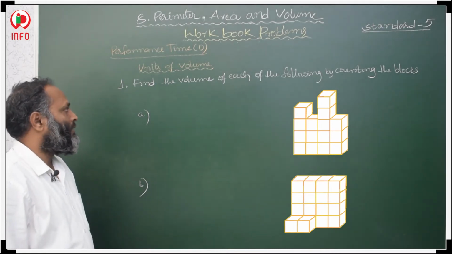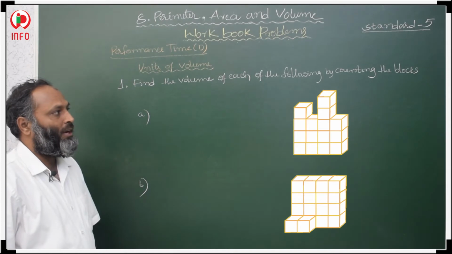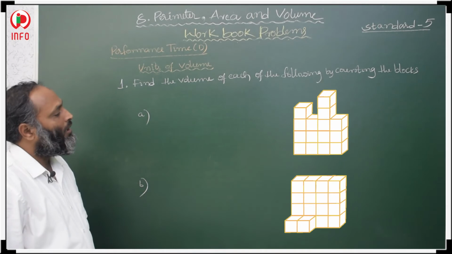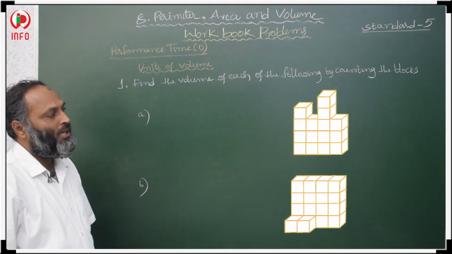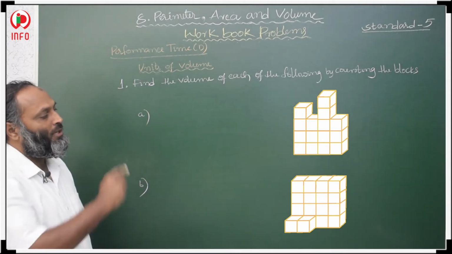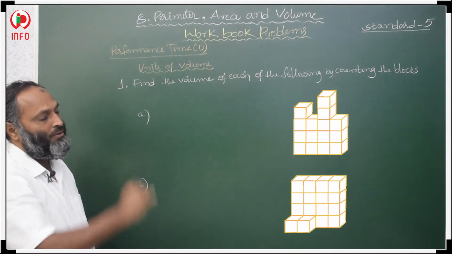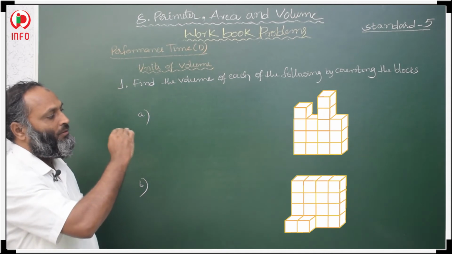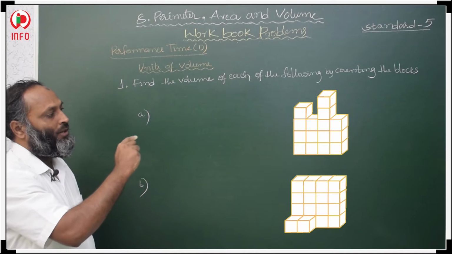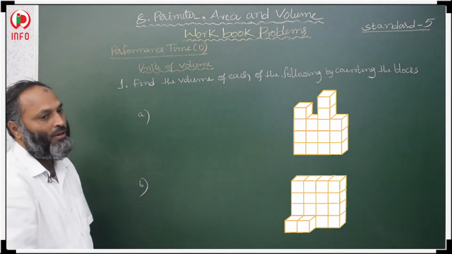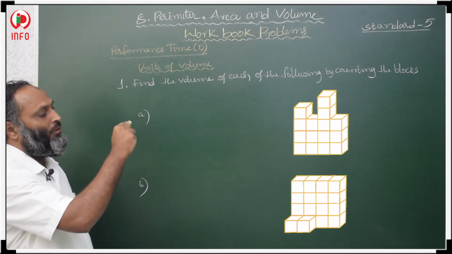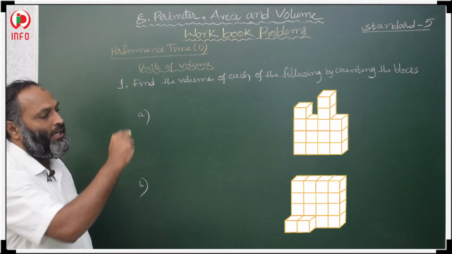Here, the first one, find the volume of each of the following by counting the blocks. First, we have to count the blocks, then write the volume. See here, in the given picture, how many blocks are there? First, you count. 1, 2, 3, 4. In the first row, 4 blocks are there. In the second row, again 4. In the third row, again 4. How many blocks do we have? Total 12 blocks.